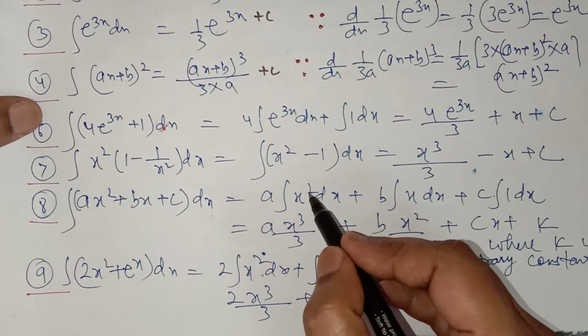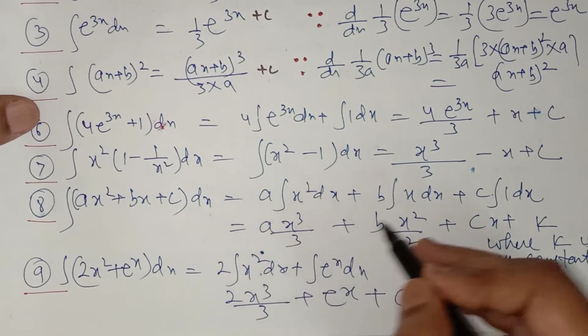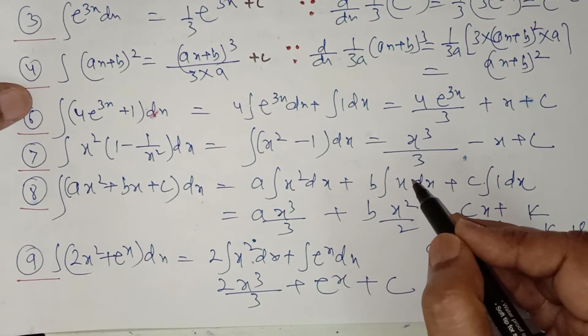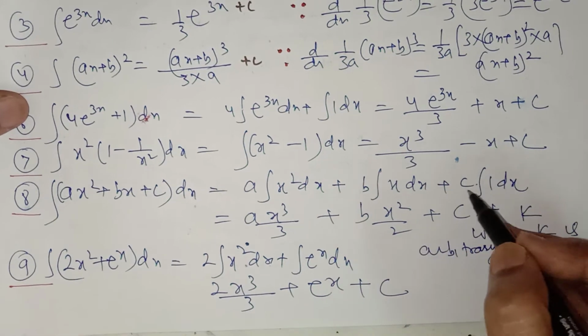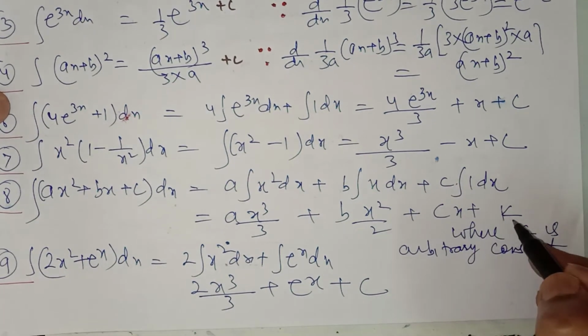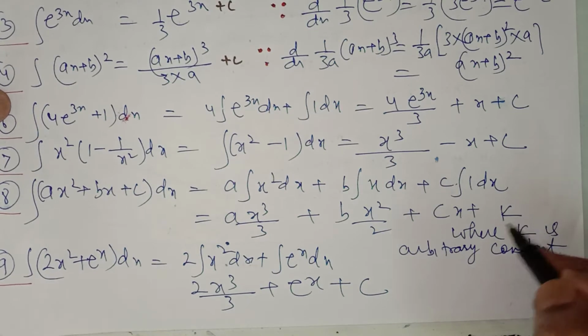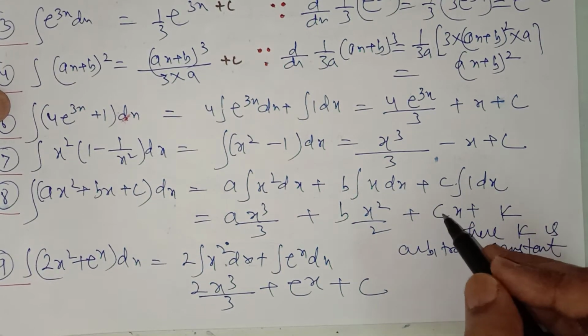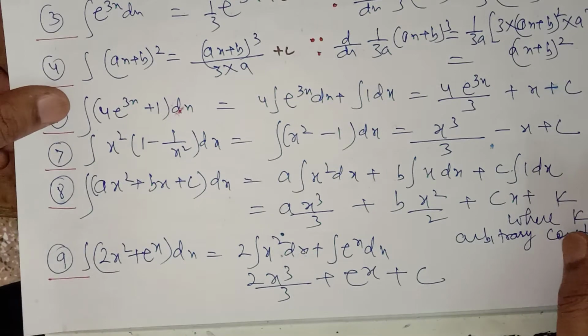The integration of x square is x raised to power 3 upon 3. Integration of x is x to the power 2 upon 2, plus the derivative of 1 is x into c, and here I have written in place of c the constant k, where k is the arbitrary constant in place of c because c is already there.